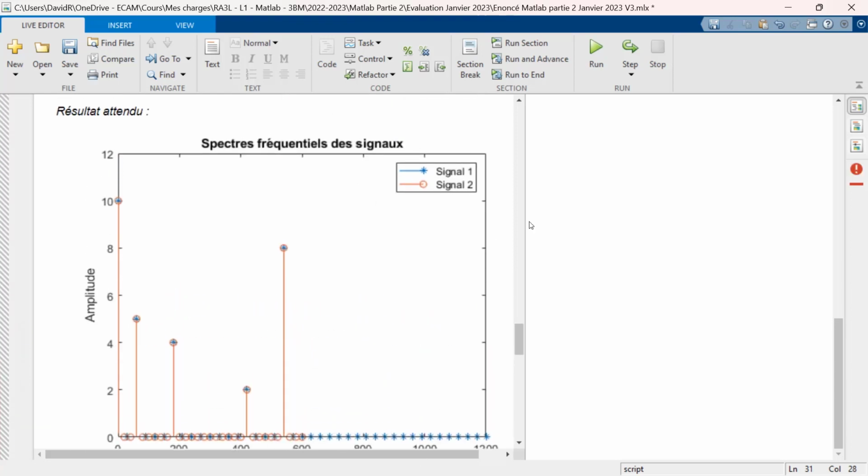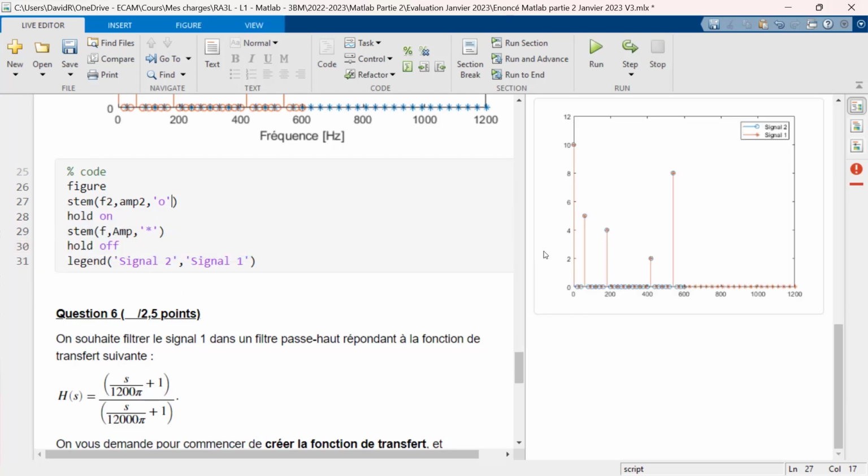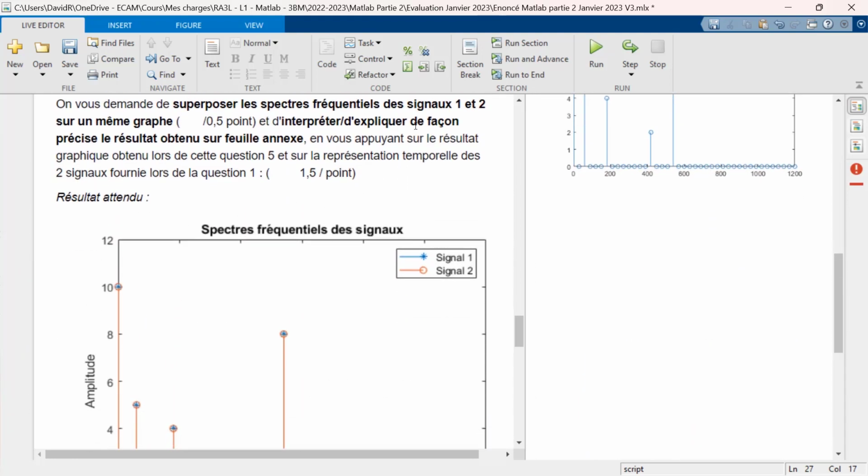Alors dans ce qui était représenté ici comme solution possible, le signal 1 était avec un astérisque, donc on va venir rajouter une petite étoile ici derrière, et le signal 2 était avec un petit rond, donc on va venir rajouter ici un petit rond. Simplement, à nouveau, vous aurez pris la peine lors de l'examen de rajouter évidemment les labels aux axes X et Y, et donc vous voyez qu'on obtient bien ceci. On nous demande ensuite justement de venir interpréter le résultat obtenu sur feuille annexe. Donc on va aller sur feuille annexe interpréter le résultat en question.